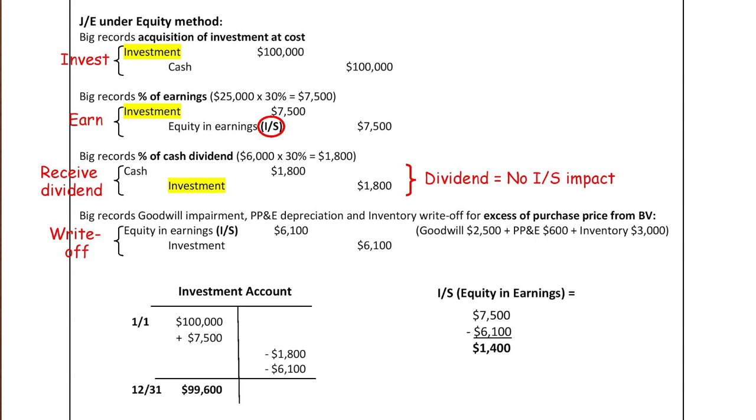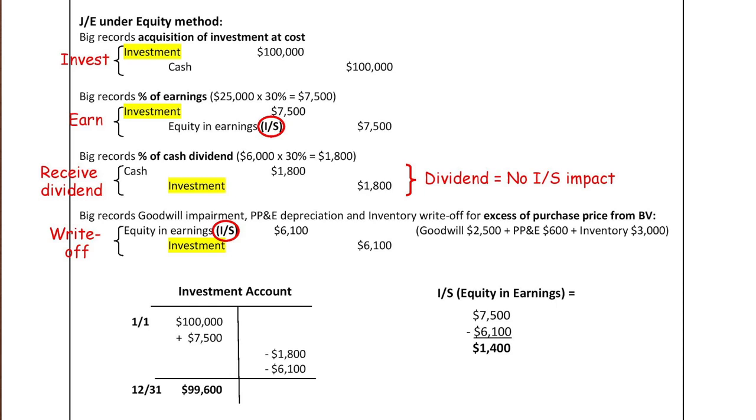So putting all of this together, we have $600 for PP&E, $3,000 for inventory and $2,500 for goodwill. A total of $6,100 of write-off, which is debited to the income statement, equity in earnings, and it reduces the investment by $6,100.